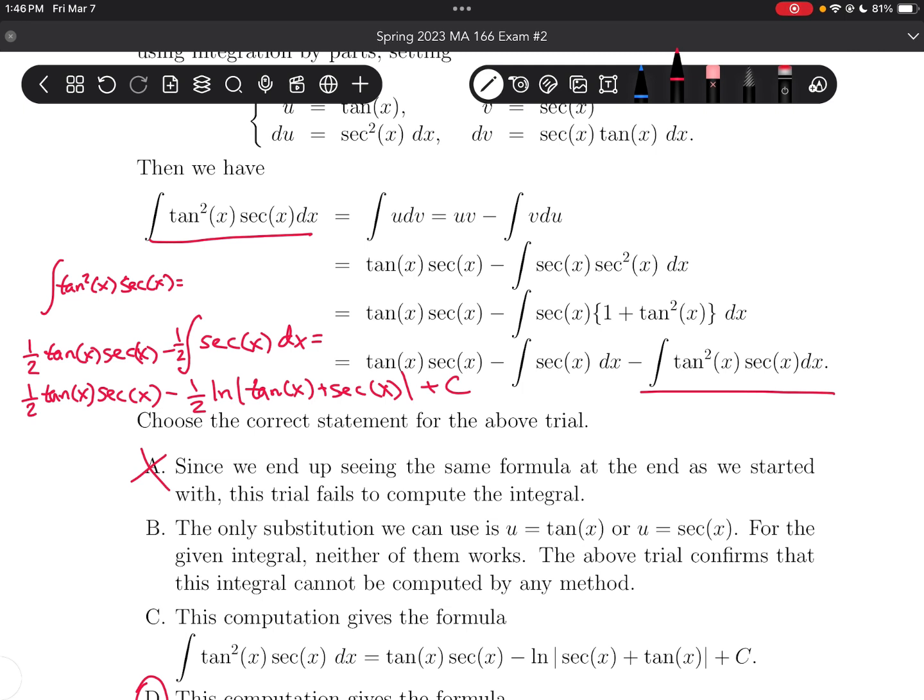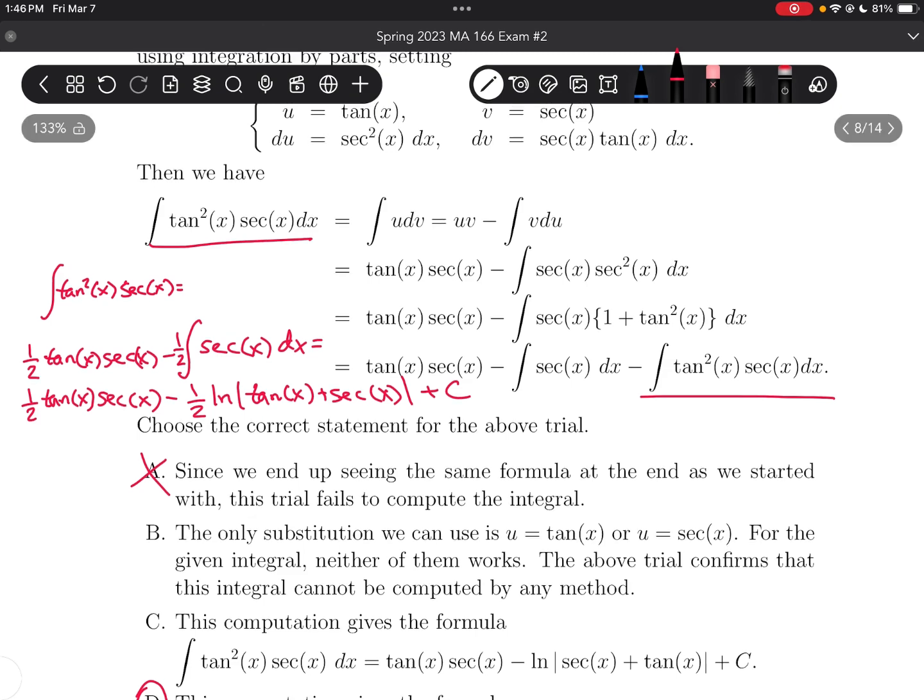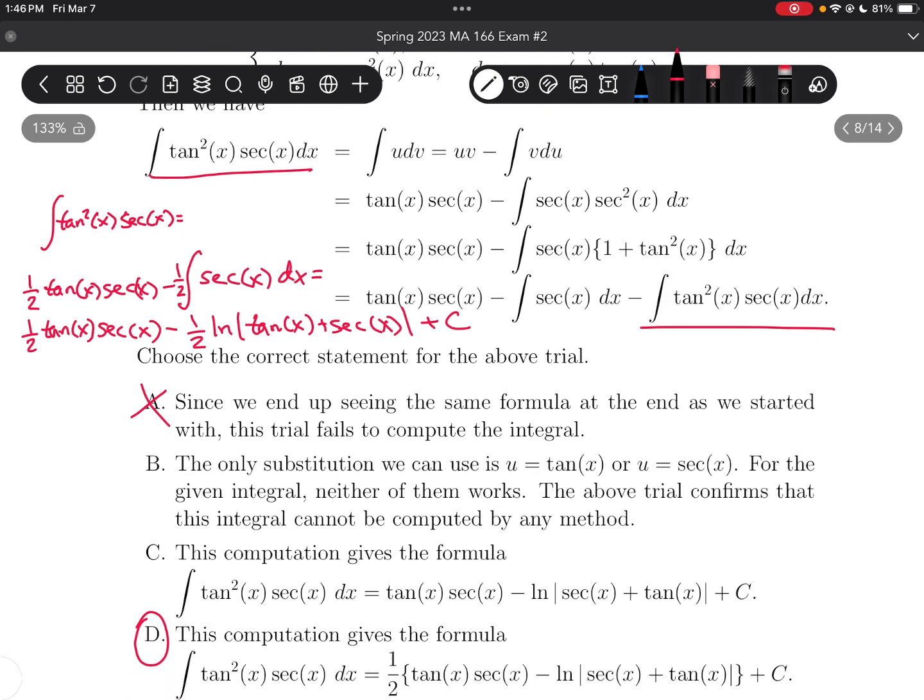Statement B says the only substitution we can use is u equals tangent x or u equals secant x. For the given integral, neither of them works. The above trial confirms that this integral cannot be computed by any method. Okay, so that is false because we were able to calculate the value of the expression.